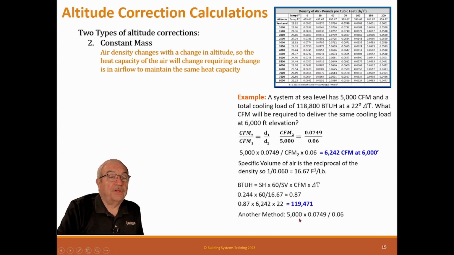So another method is just to use a straight ratio. It's 5,000 times 0.07 over 0.06, which is just a ratio. So you take it divided, and that gives about 6240. So this is 6242, 6240, very close. Close enough. So you can do it either way.